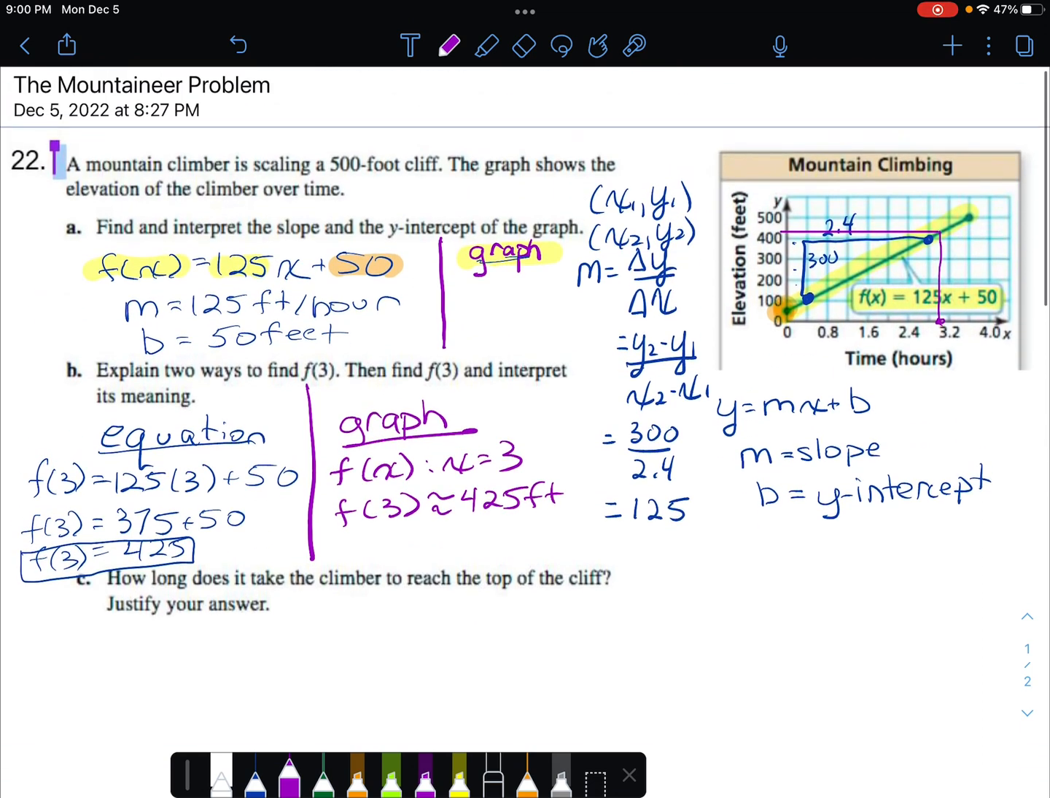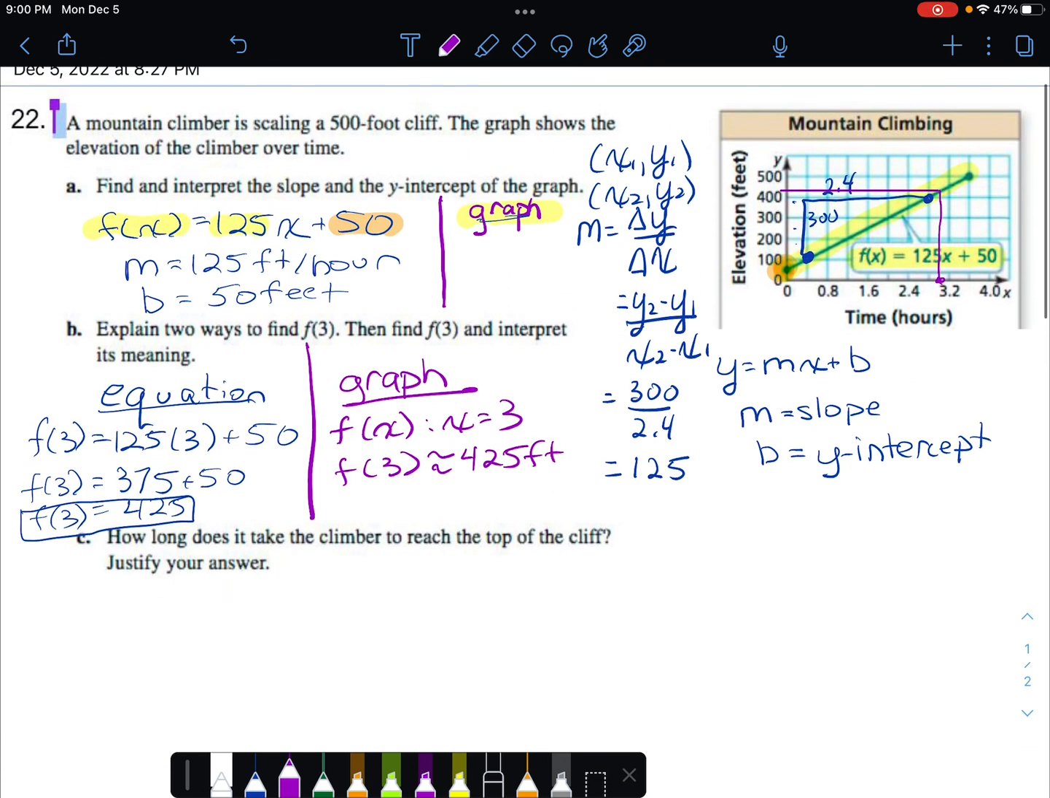Now, how long does it take the climber to reach the top of the cliff? Well, they told us right in the problem. You have to always remember, look back to the problem. A mountain climber is scaling a 500-foot cliff. So I know that the highest point of this cliff is 500.